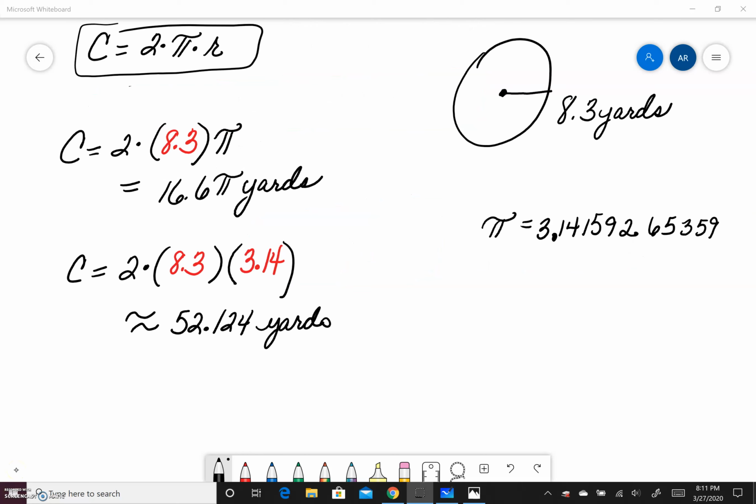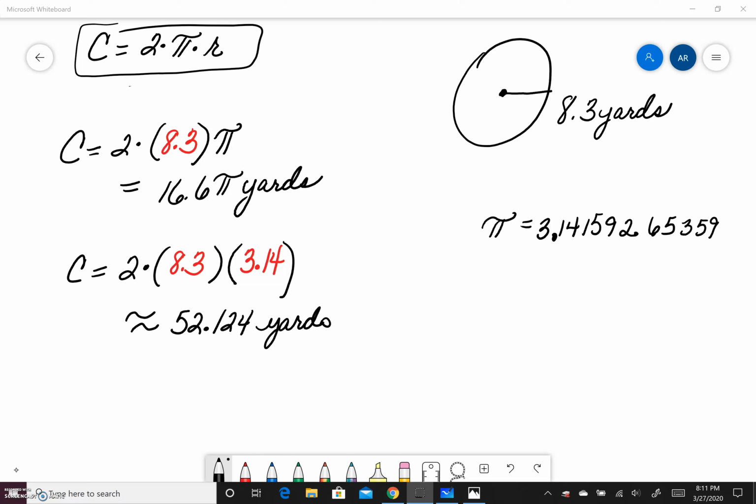Okay, you're also going to have a circumference problem where you'll have a circle, and if it's at the halfway point, then we know that's a radius. If it was going from one end to the other end of the circle, then that's a diameter. But you will have a radius problem on your quiz. You will not have the diameter. So this is the equation you'll use: 2 times pi times the radius, and our radius is our 8.3.